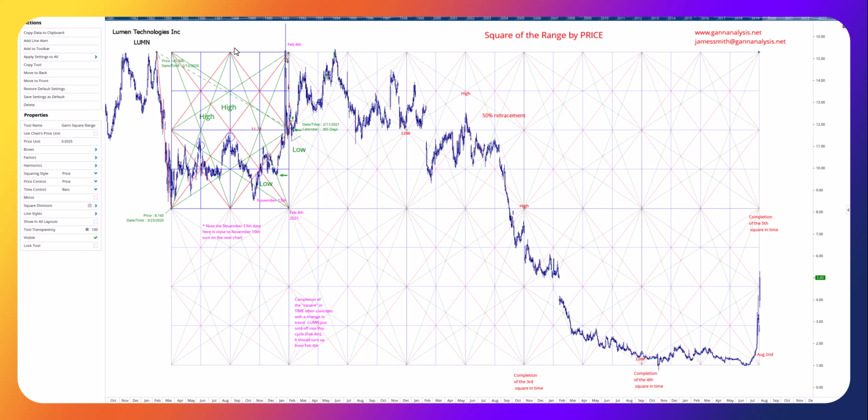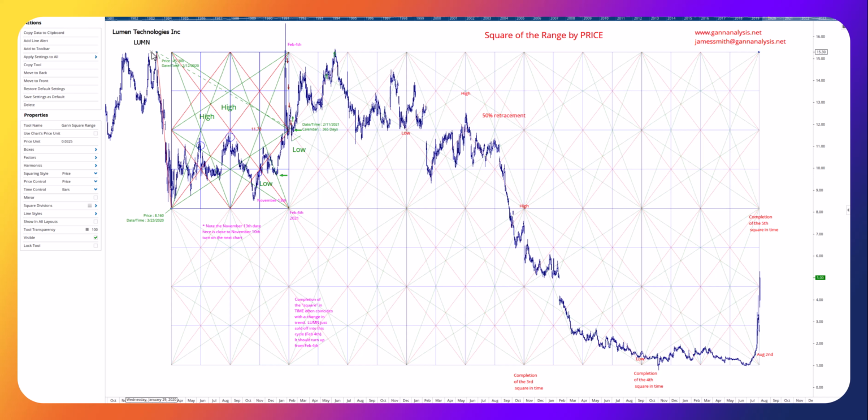Now, I want to get back to the square of the range by price. We're looking at Lumen Technologies, the ticker is LUMN. I just covered this a few days ago, and I got a snarky remark. Somebody believed that I was just editing it to make it look good, because they said, oh, you just created this chart after the fact. Well, that's not what I did, and I want to show you what I did, but let's go back in case you didn't see that prior video from a few days ago.